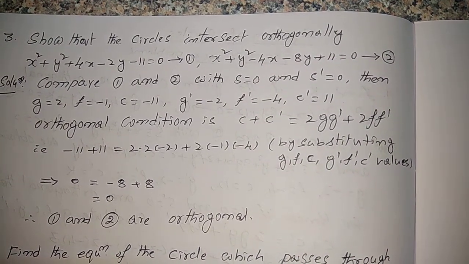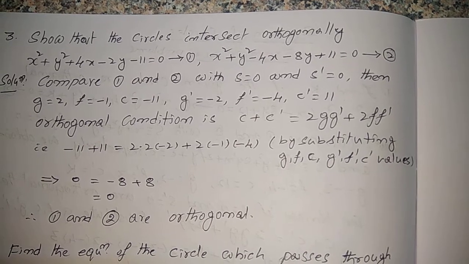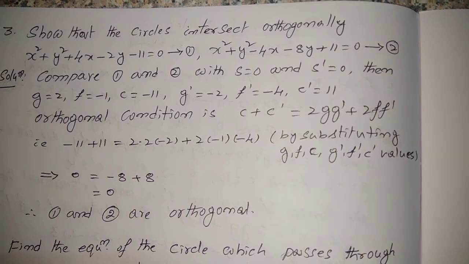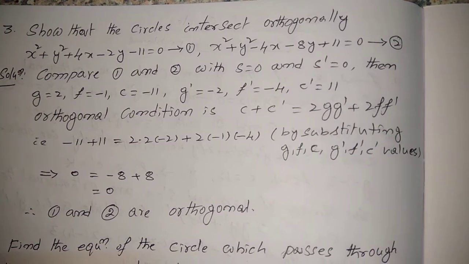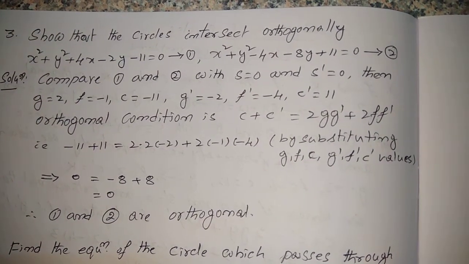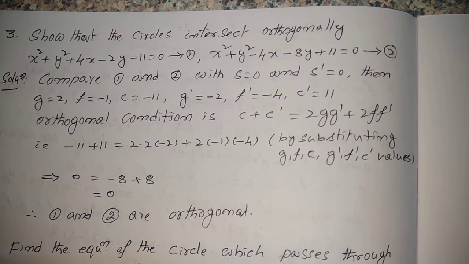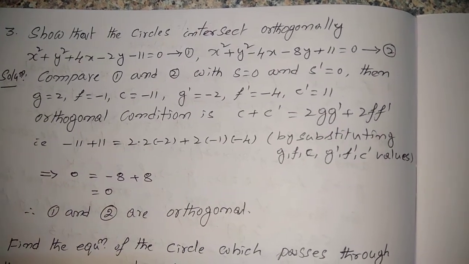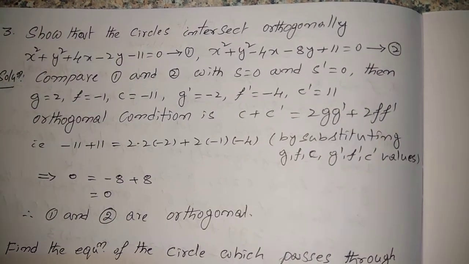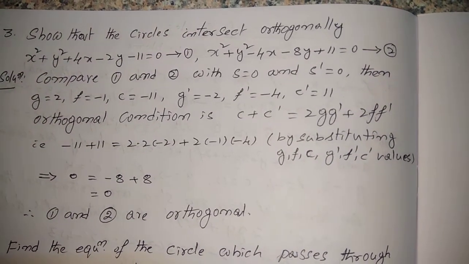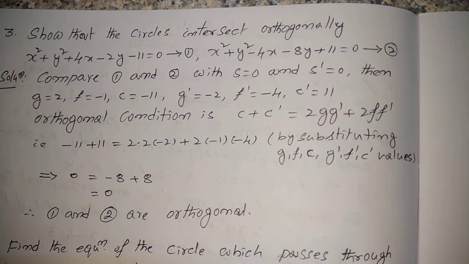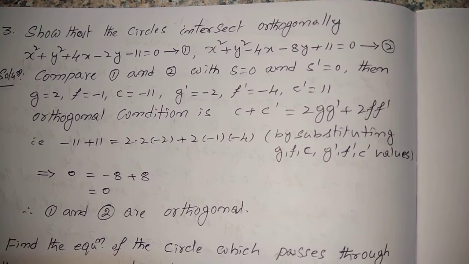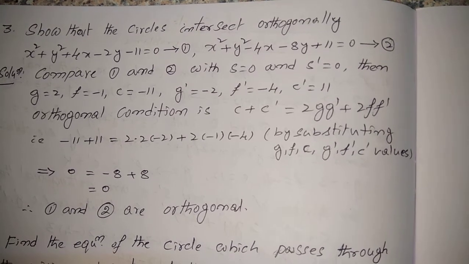Then g is equal to minus 2, f is equal to minus 1, c is equal to minus 11. g dash is equal to minus 2, f dash is equal to minus 4, c dash is equal to 11. Already we know that if two circles S is equal to 0 and S dash is equal to 0 are orthogonal, then the condition is c plus c dash is equal to 2gg dash plus 2ff dash. Substitute g, f, c, g dash, f dash, c dash values in this condition.